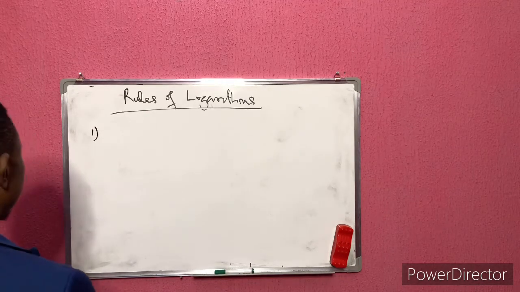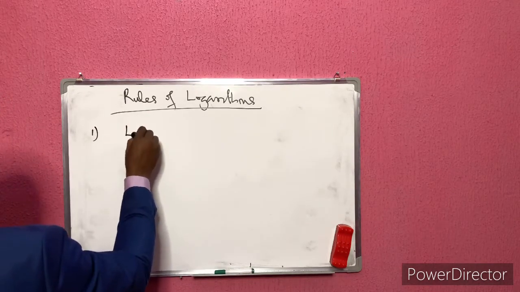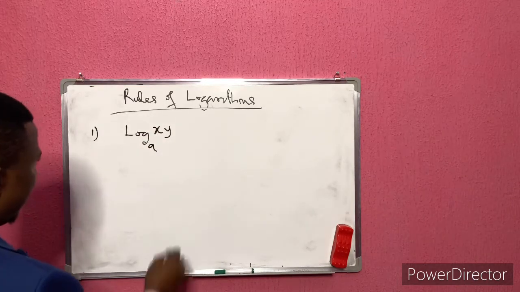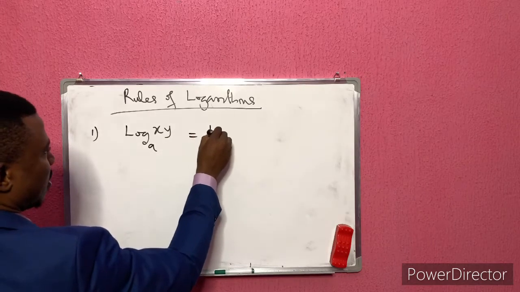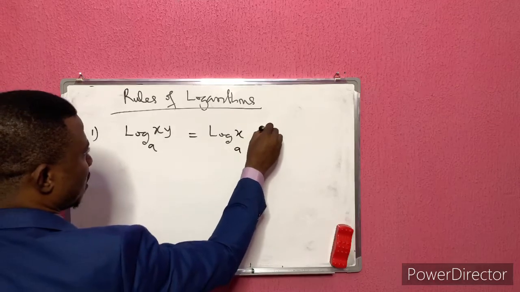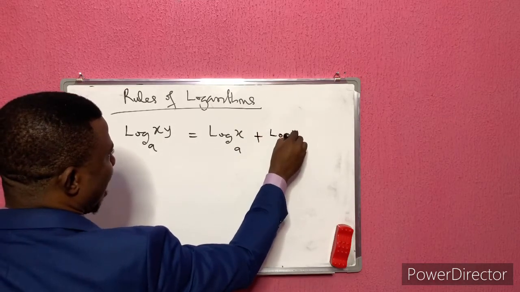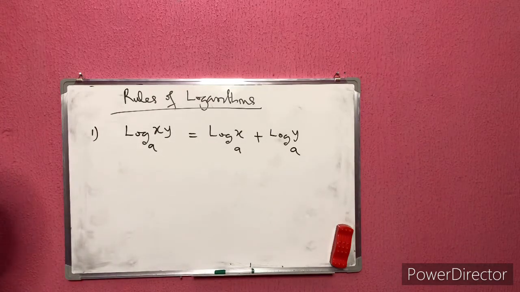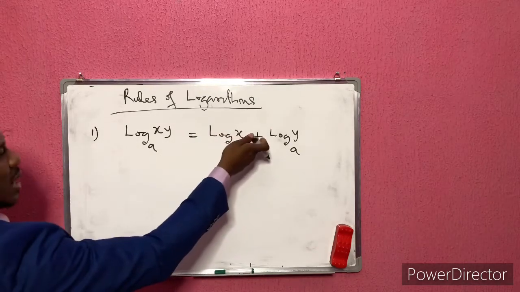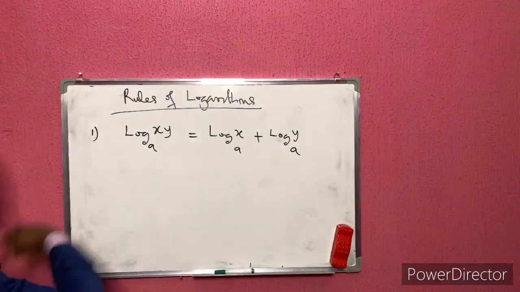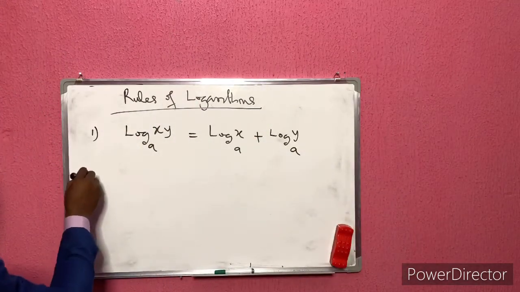1, logarithm of xy base a will give us logarithm of x base a plus logarithm of y base a. When the logarithm are multiplied, it will give you addition. Just like in indices, addition gives you multiplication. See? It's like inverse.